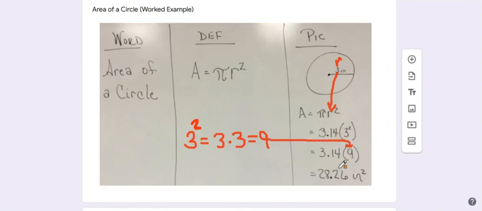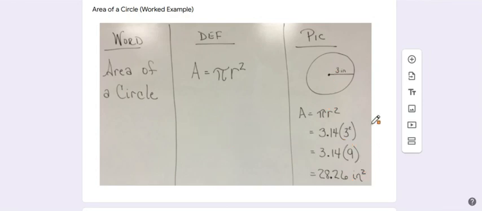And then 9 times 3.14 would give us this. Notice that your units are inches squared, right? Circumference is not square units. It's like the perimeter. It's just normal units, singular units. And when you find the area of a circle, it is squared units.